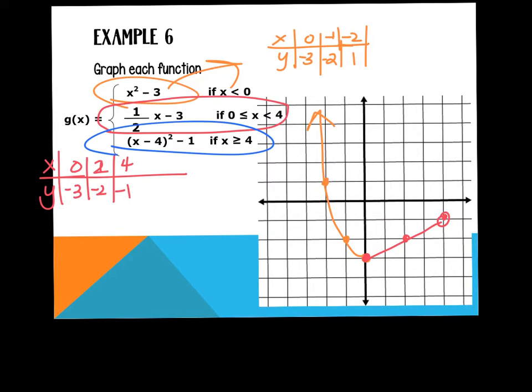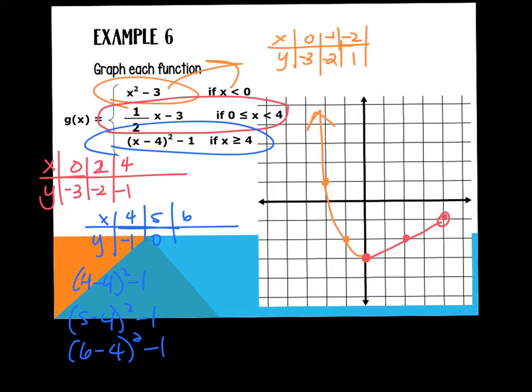And then for the last one, I would start at 4, and then maybe do 5 and 6. So 4 minus 4 squared minus 1 is 0 minus 1, which is -1. 5 minus 4 squared minus 1 is 1 squared, which is 1, minus 1, which is 0. And then 6 minus 4 squared, 2 squared, which is 4, minus 1 is 3. So I've got 4, -1, and this time it's "or equal to," so it gets a solid dot. 5, 0, 6, 3. And there's the other half of my parabola.